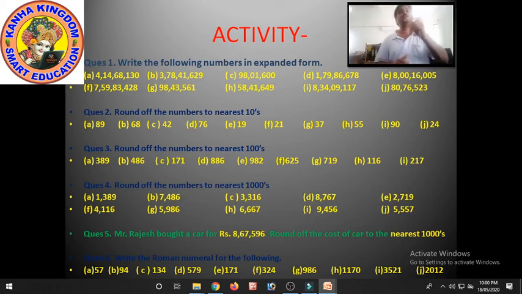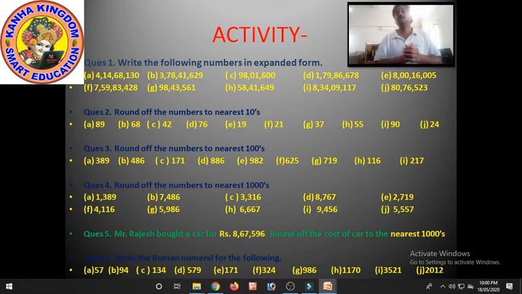Now move to the fourth one, that is rounding off the number to the nearest 1000. In the nearest 1000, what do you have to do? Again you remember two things, that is the hundreds place value and the thousands place value. Okay, again I will explain in the G part. In the G part it is 5,986. So the place value of 9 is hundreds. So you just remember 100 and 1000.